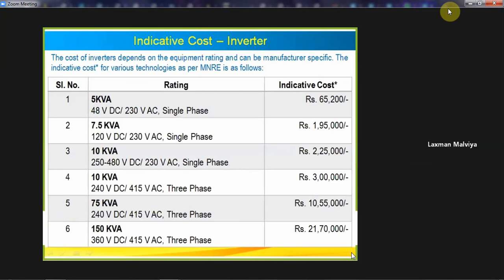Now the power, this is the costing of the inverter. This is the tentative costing of the inverter which is given here. It may vary. This is a 5 kilowatt inverter, 10 DC to 2000 AC, single phase. If it is single phase, 12,000. And if it is three phase, the cost will be many more. The 7.5 kVA 120 volt DC 2000 volt single phase is 1,90,000. So rates are there. You can see it is 150 kVA also.